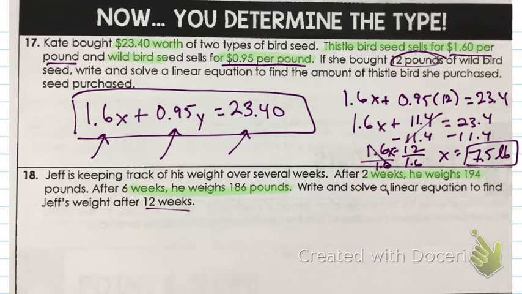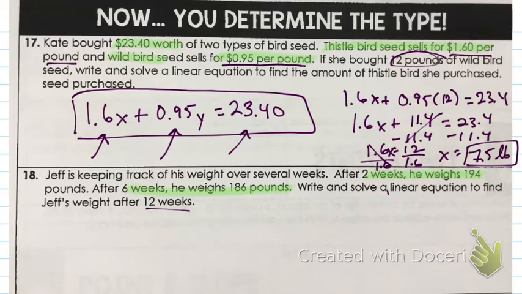Wouldn't that be the, wait, I didn't read it. So 2 weeks, 194 pounds, 6 weeks, 186 pounds. Would that be the slope? Well, I could get the slope from it, right? But wouldn't it be the y-intercept? So the y-intercept would be 0 weeks. Am I given 0 weeks here? No. So x-intercept? Well, the x-intercept would be when he weighed 0 pounds, which actually wouldn't make any sense in this situation.